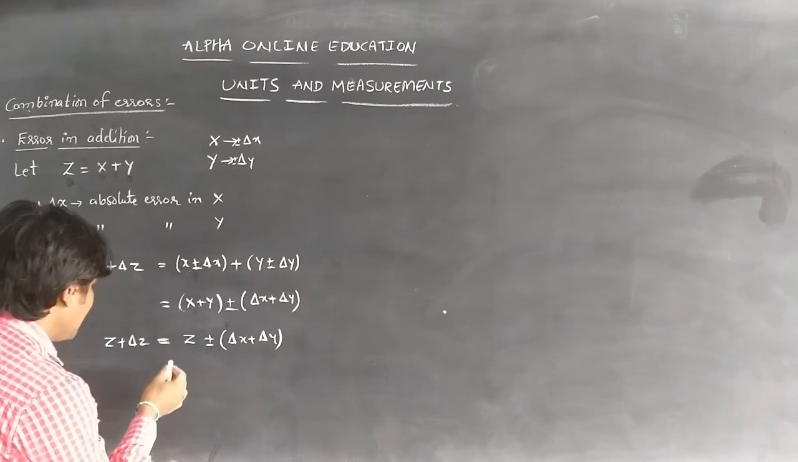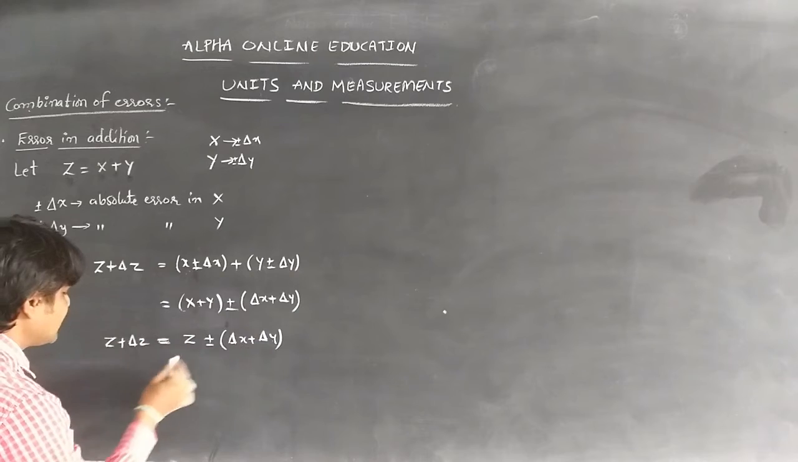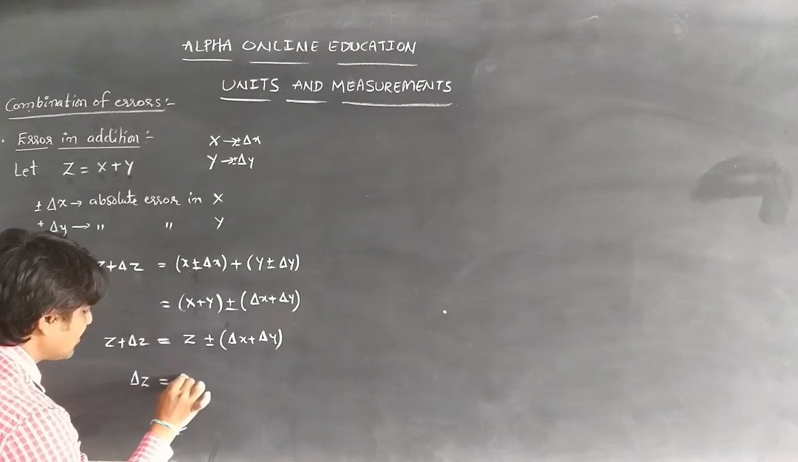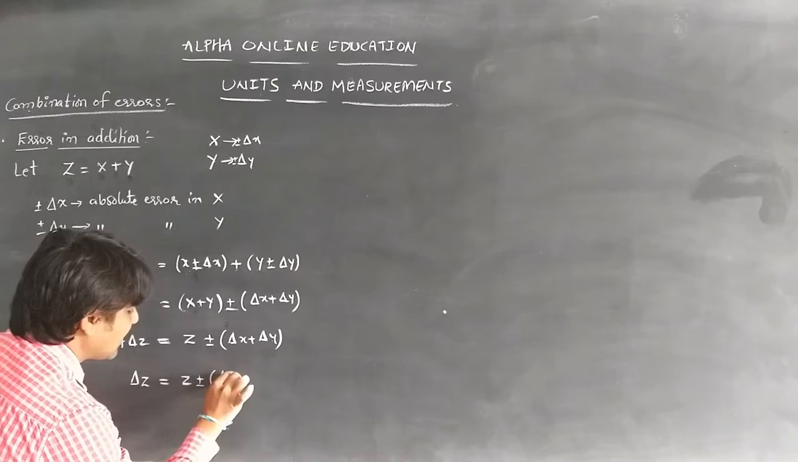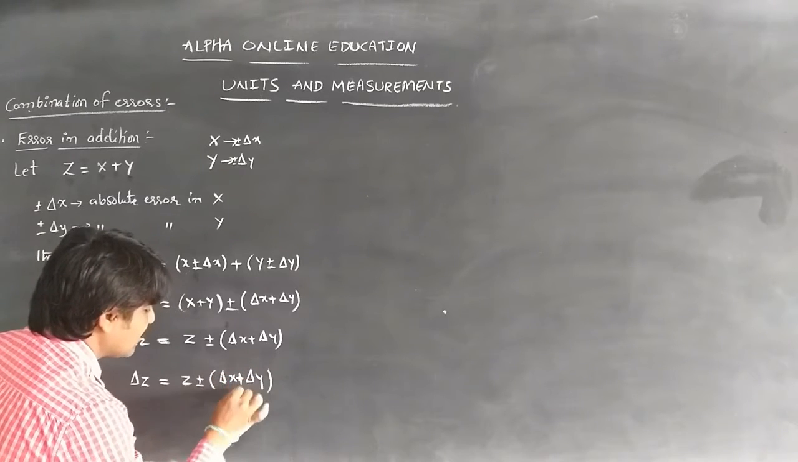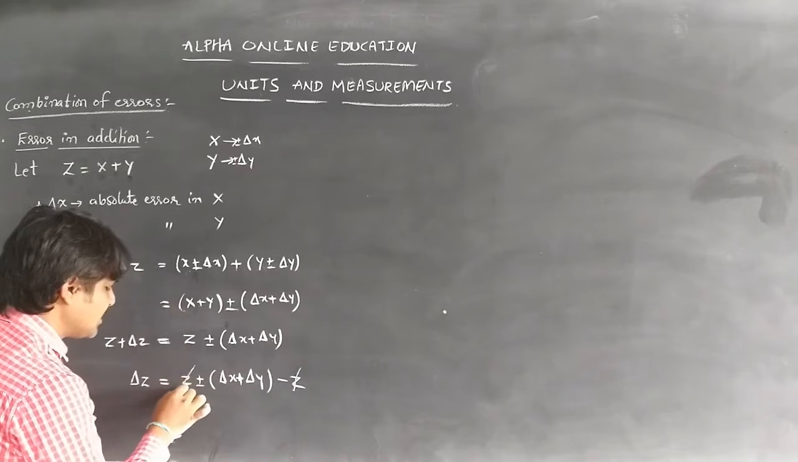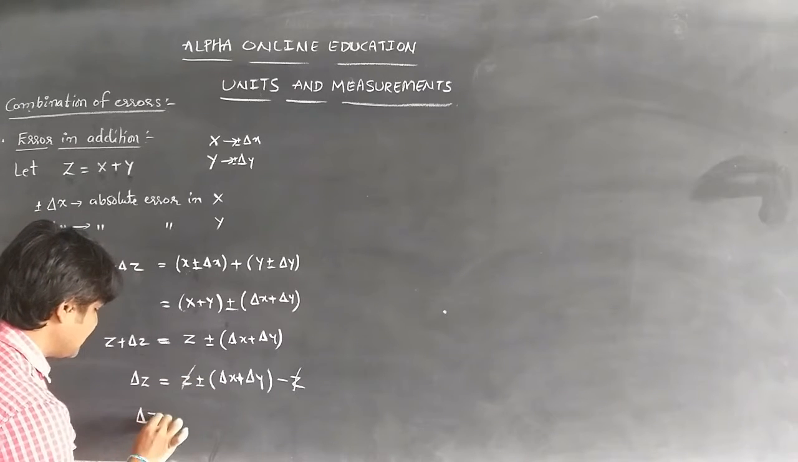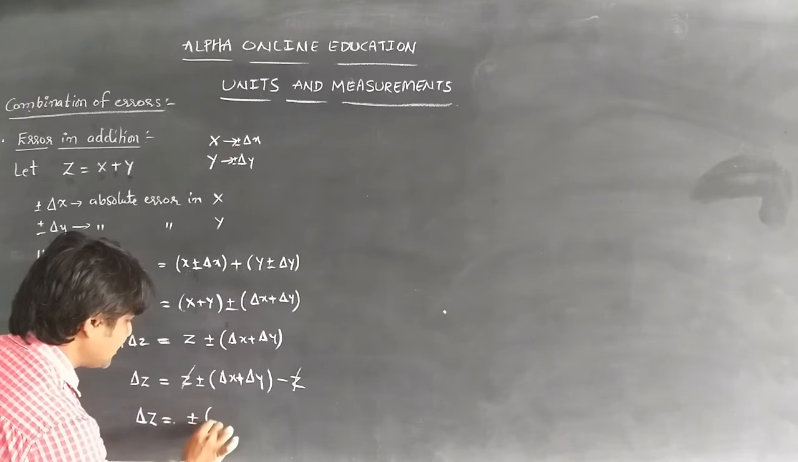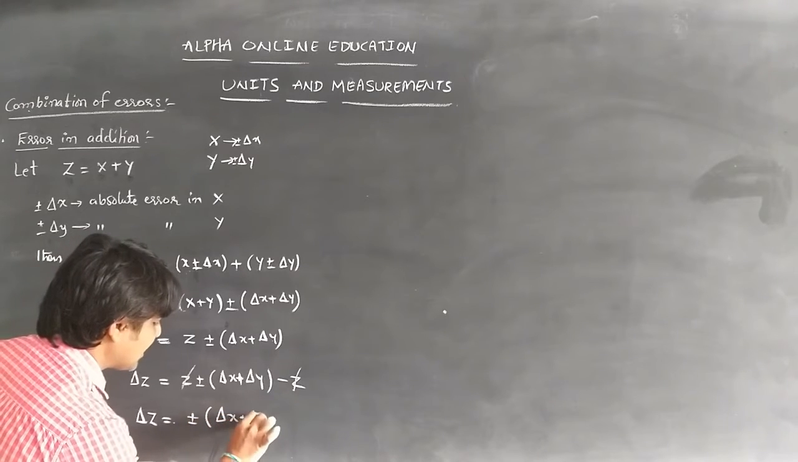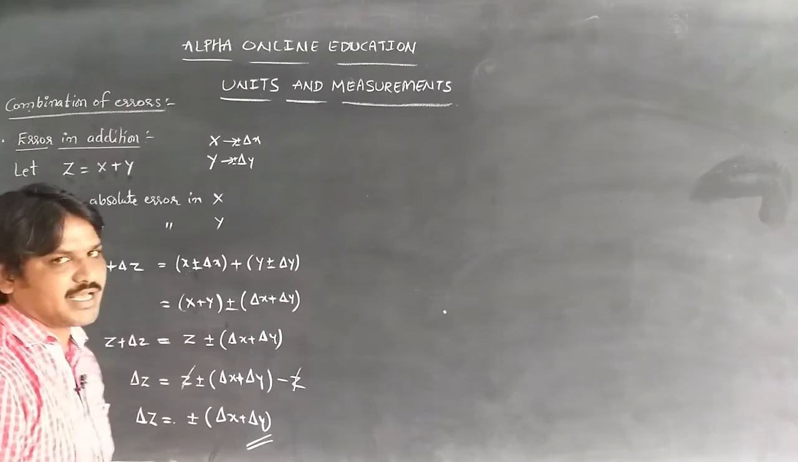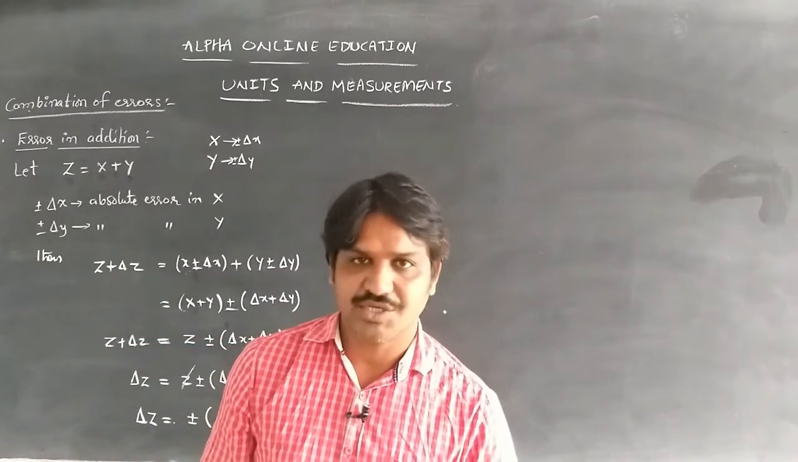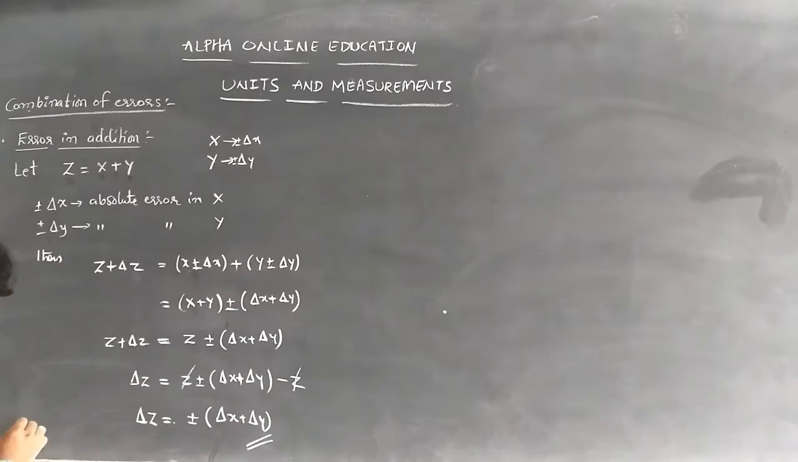So if Z is taken to this side, delta Z is equal to Z plus or minus delta X plus delta Y minus Z. This minus Z and plus Z get cancelled, so we get delta Z equal to plus or minus delta X plus delta Y, the absolute error in addition. This is called the absolute error in addition.